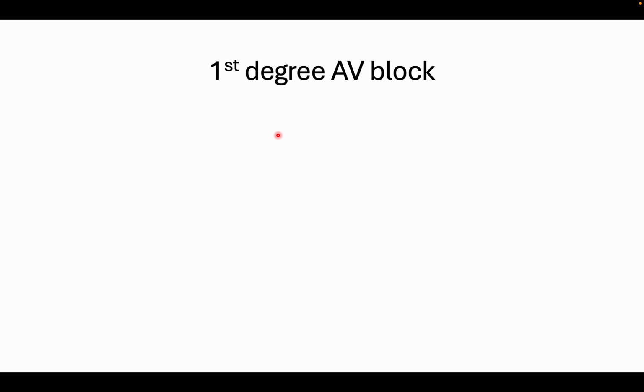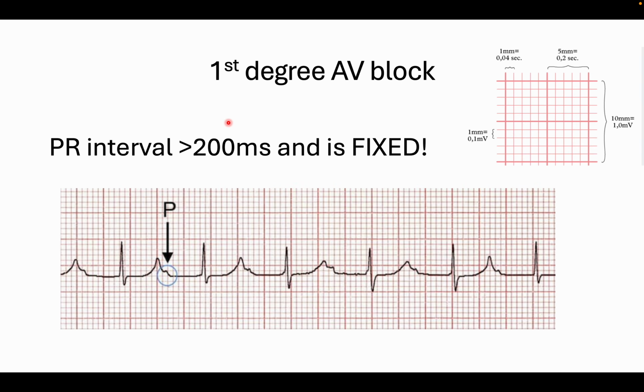So what is a first degree AV block? A first degree AV block is defined as a PR interval greater than 200 milliseconds, and it is fixed. So what's 200 milliseconds? Each small box on an ECG paper is represented as 40 milliseconds. 40 times 5 is 200, which is also one big box. So if you have a PR interval greater than one big box or 5 small boxes, that is first degree AV block. And what do I mean by it's fixed?